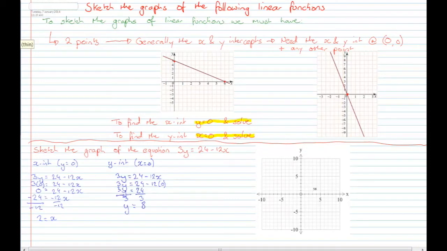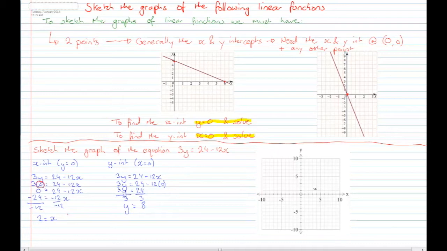Alright, so sketching the graph of 3y is equal to 24 minus 12x. To find the x-intercept, I make y equal to 0, so I wrote out the equation here, substituting y equals 0, found 3 times 0 is 0 of course, and written out the rest as is. Right, then I subtracted 24 from both sides, getting negative 24 is equal to negative 12x, and then I've divided both sides by negative 12, getting 2 is equal to x.